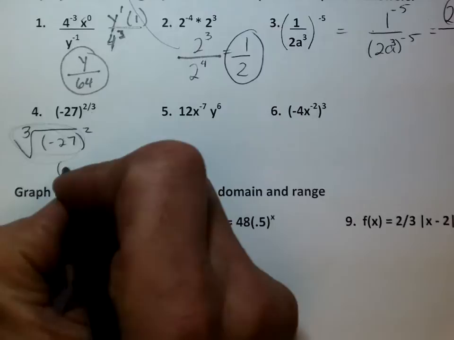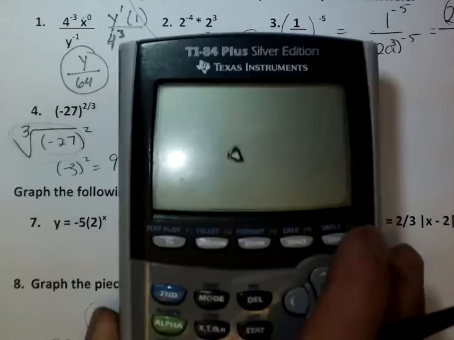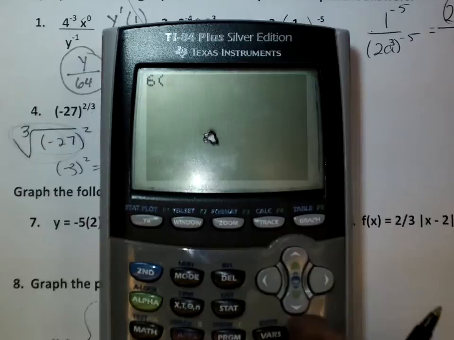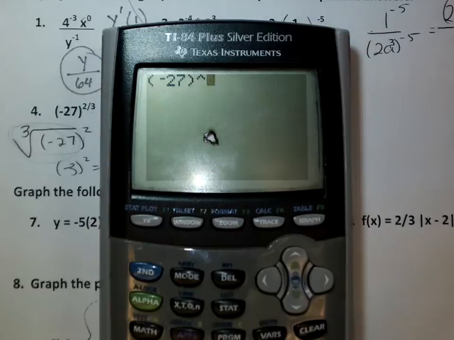Isaac, I bet you did it on the calculator, right? Yeah. And it can be done on the calculator because it's just numbers, right? So why not? Isaac did parentheses negative 27 to the power of 2/3. We get the same answer. Nice job, Isaac. So you can do these on the calculator also.